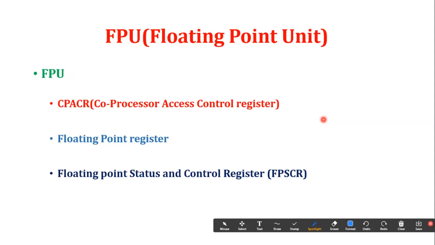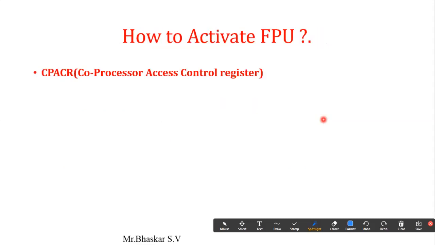Let's see on that. This thing we discussed, the floating point unit has some registers: CPACR, floating point status control registers, and CPACR is nothing but the coprocessor access control register. If you want to do any floating point operation, first I need to activate my floating point unit. To activate it, we need to store some value in my CPACR. Then only it will be activated. Then how to activate it? That is a very important question. Let's see how to activate our floating point unit.